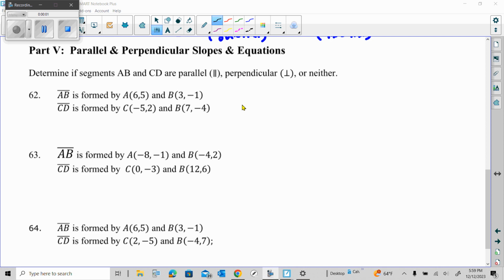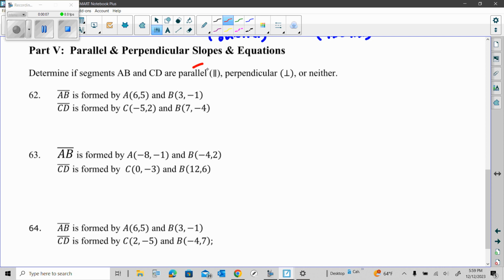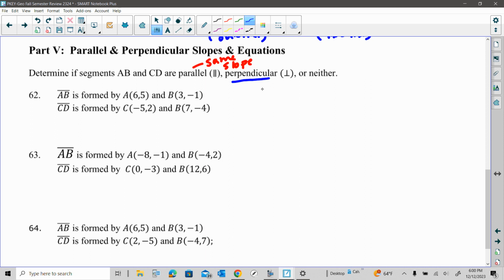All right, so for our last part, perpendicular and parallel slopes and equations, we have to just remember if it's parallel, it has the same slope, same number. If it's perpendicular, it will have an opposite or negative reciprocal slope. That's when we flip the number and change the sign. Now, if it's neither, it means it's not the same or it's not a flip and change.